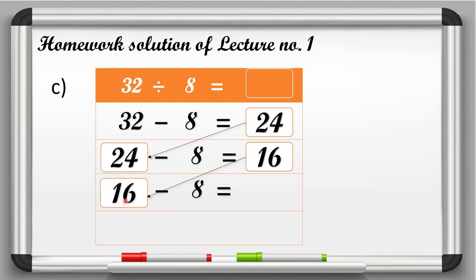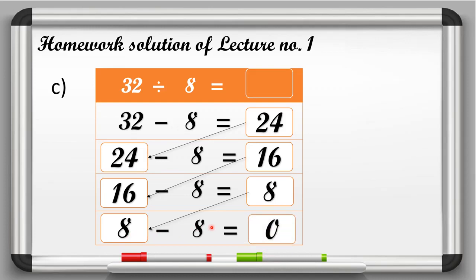So keep 16 in your mind and 8 on your fingers. Let's start backward counting again. 15, 14, 13, 12, 11, 10, 9, 8. So we'll write 8 here. Now the last step is 8 minus 8. So 8 minus 8 is equal to 0. So how many times we have subtracted it? 1, 2, 3, 4. So here we will write 4.